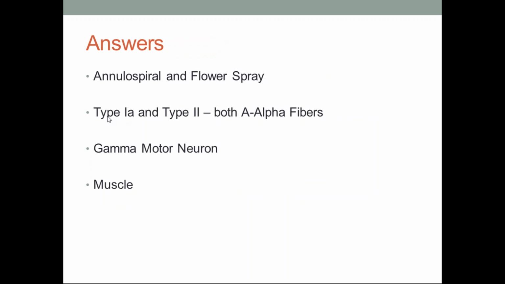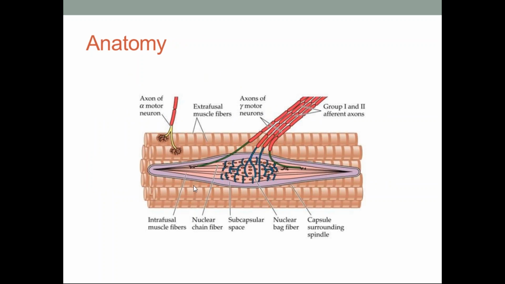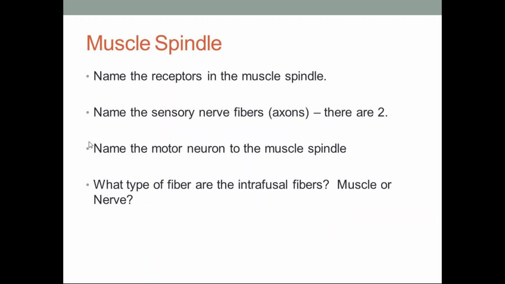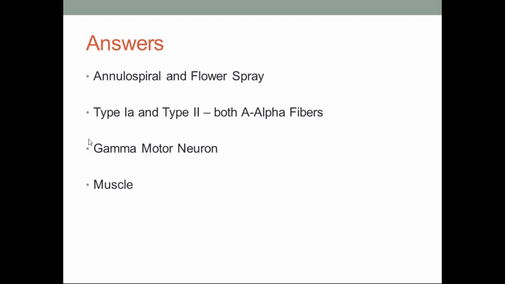So we have annulospiral and flower spray. The nerve fibers themselves are type 1 and type 2, both A alpha fibers. So type 1A is the primary, type 2 is the secondary. We have a gamma motor neuron into the spindle. And yes, intrafusal muscle fibers are actually muscle fibers. So fibers, fibers, fibers, fibers.